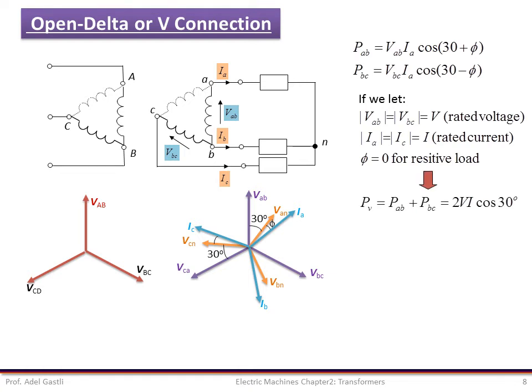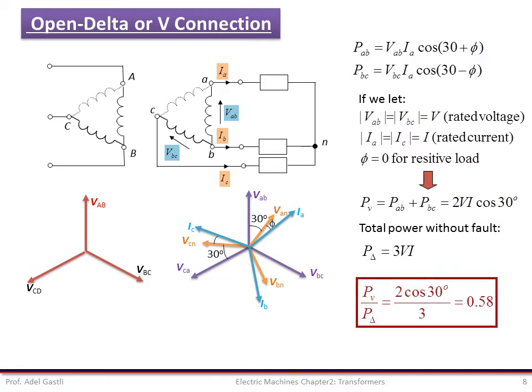then in this case, the power delivered to the load by the V connection is P_V equals P_ab plus P_bc on the secondary side, which is equal to 2VI cosine 30. While with all three transformers connected in delta, the power delivered should be P_delta equals 3VI. So considering these two equations, we can write that P_V over P_delta is equal to 2 cosine 30 over 3, which is equal to 0.58.